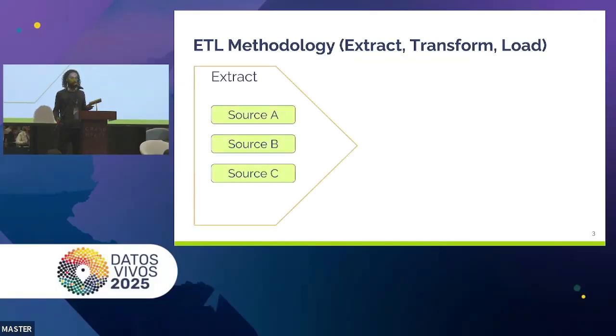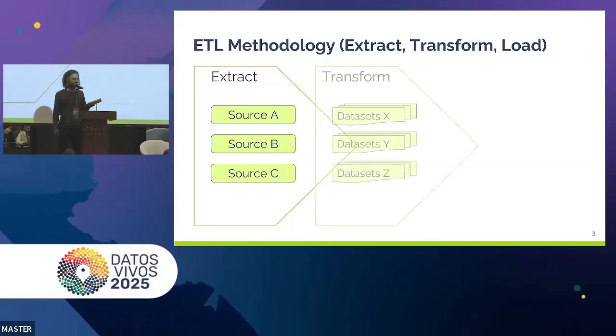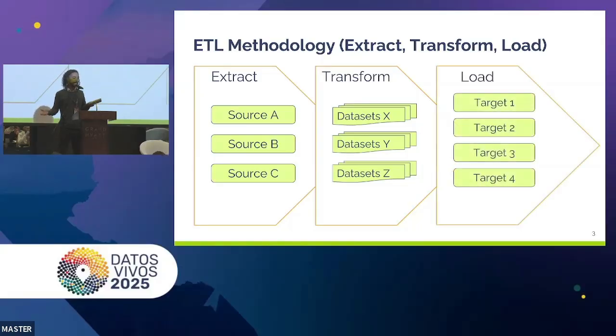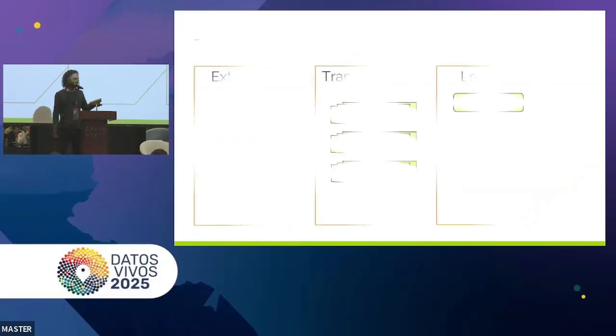So data will be extracted from different sources. They would be transformed according to the target system that they are going to be loaded into later, and then they will be loaded into these target systems. The concept is very simple.